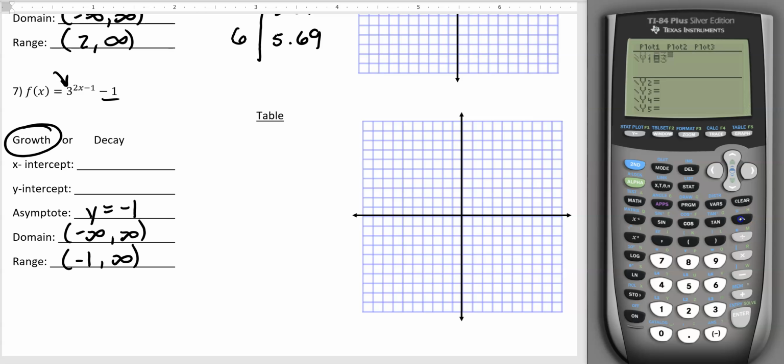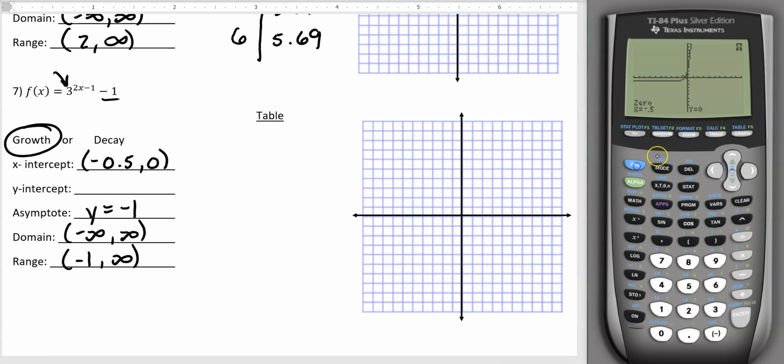So we'll say 3 to the 2x plus 1, and then -1, and hit graph. See it at that asymptote, and then whoo, shoots up because that base is 3. It's going to go up pretty quick. All right, so let's calculate our x-intercept. So I need to get to the left of it. There we go. I need to get to the right. There we go. Press enter. Negative 0.5. Awesome. Negative 0.5 comma 0.